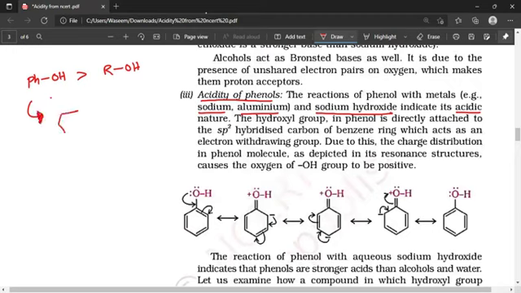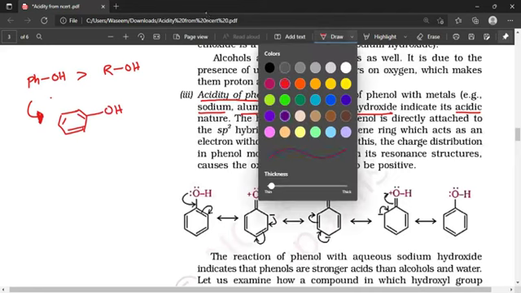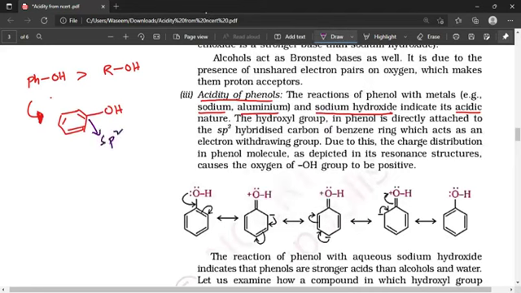First one, in phenol, the alcohol is bonded to sp2 carbon. Percentage s character increases, electronegativity increases, so acidity increases. Therefore, the first reason is that it is bonded to sp2 carbon. In case of normal aliphatic alcohols, it is bonded to sp3. So this is the first reason I can say.